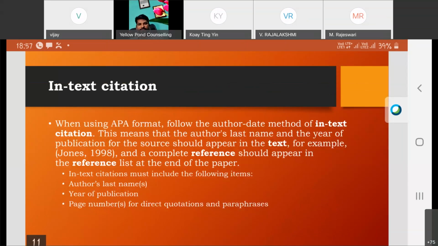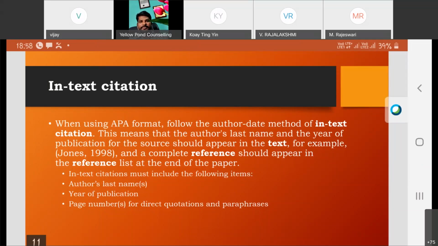as well as reference citation. The first thing is in-text citation. When we are using APA format, we have to use certain rules to cite the individual's work. Here, I would like to give one example for the in-text citation.